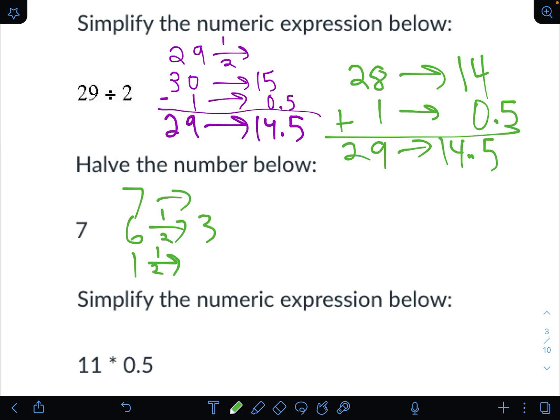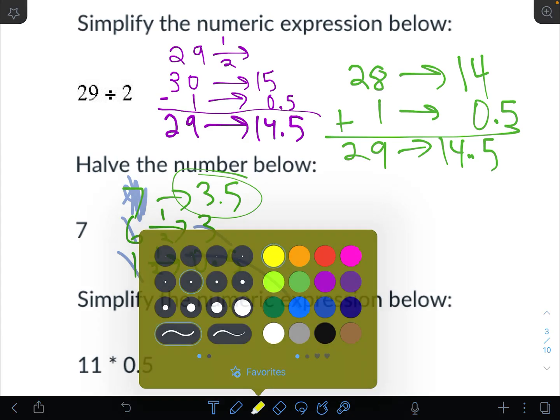Half of 1 is 0.5. So, 6 plus 1 is 7. 0.5 and 3 is 3.5. So that's half of 7. I'm going to change to a different highlighter so it's a little more noticeable.